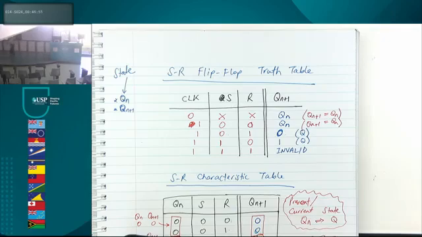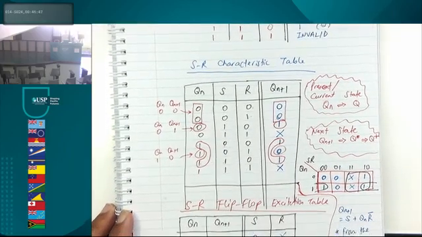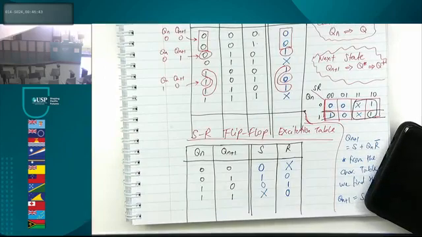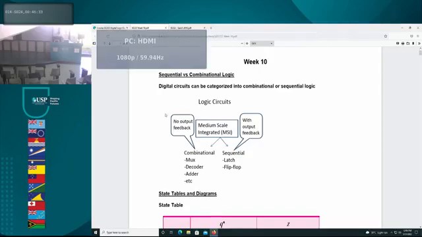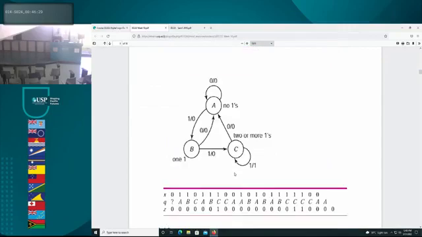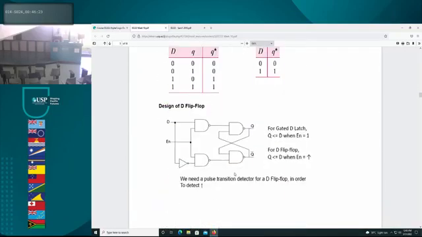Then from the flip-flop truth table, we have the SR characteristic table. From the characteristic table, we come down to something known as the excitation table. So these are all four tables. That's all that we've been doing.